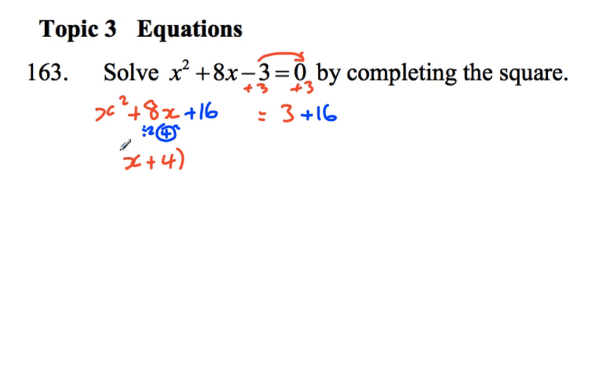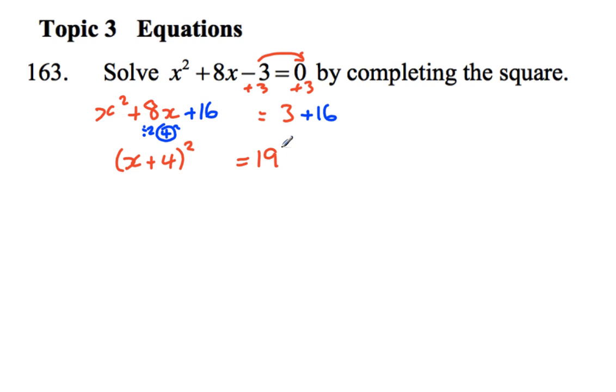Now I got that 4 from the halved version of 8, or I could get it from the square root of 16. Anyway, I'm here to tell you that x squared plus 8x plus 16 ends up being (x plus 4) all squared, and that equals 19 there. So that's how we complete this square.